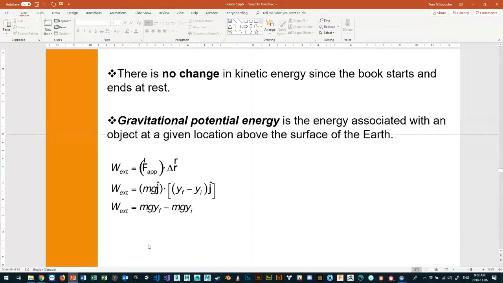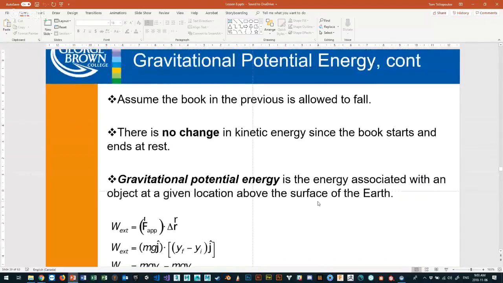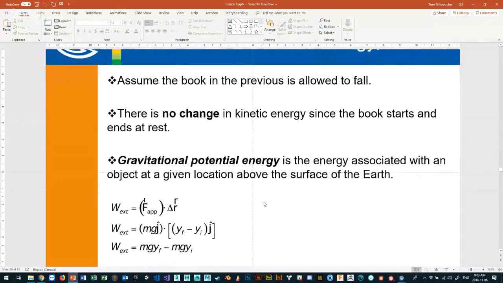All right. So we have the first type, which is gravitational potential energy, which is something that we can have, right? And it's just the energy associated with an object at a given location above the surface of the Earth. The higher it is above the Earth, the more energy it has. Okay, that's what I want you to think about.